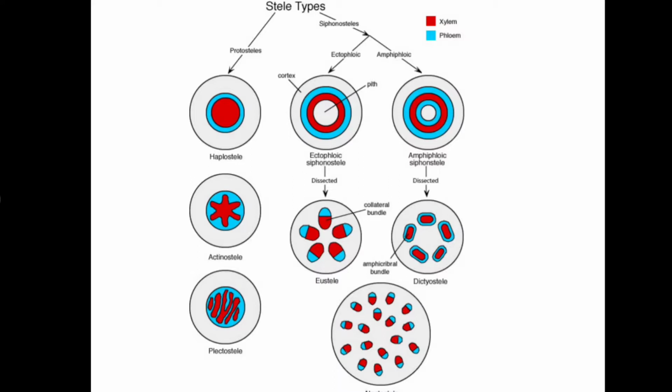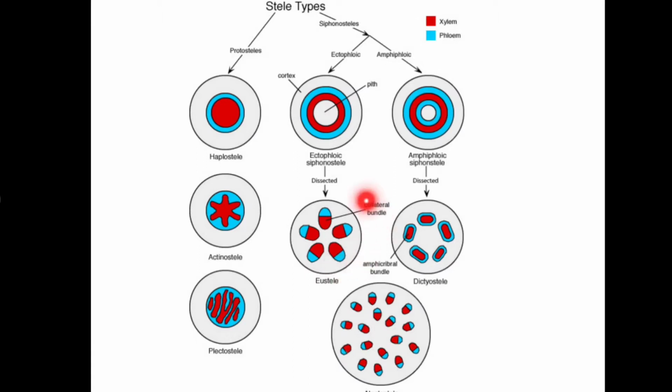Then the siphonostele. In this, the pith is present, whereas in the protostele the pith is absent. The xylem is in the central portion and the phloem in the outer portion. This is the ectophloic siphonostele. When the phloem surrounds both sides of the xylem, it is known as the amphiphloic siphonostele. And when leaf gaps are present in the siphonostele, it is known as the solenostele, which can also be ectophloic or amphiphloic.